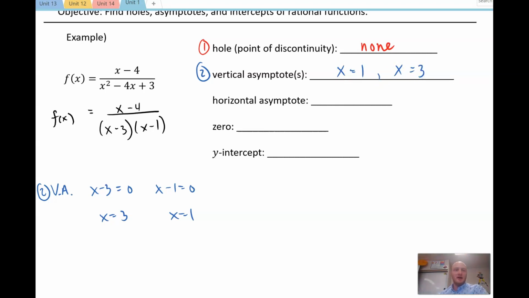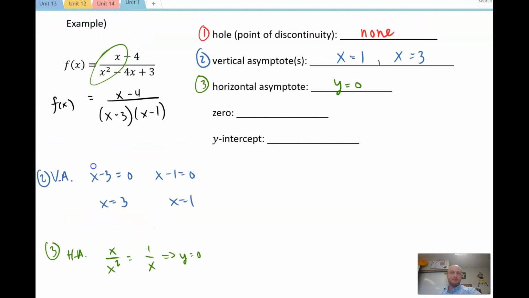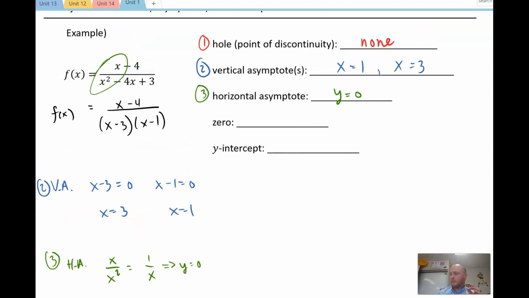All right. Step 3, horizontal asymptotes. Again, I'm going to take my leading terms, x over x squared. If I reduce, this just gives us 1 over x, which implies y is equal to 0 is our horizontal asymptote.